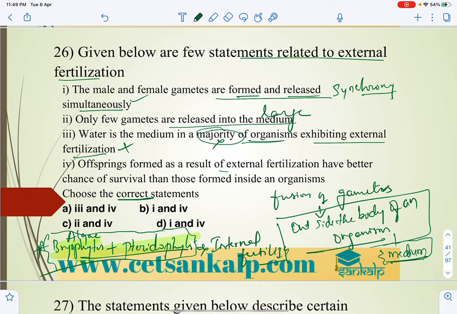Offspring formed as a result of external fertilization have a better chance of survival than those formed inside the organism. Generally, whenever the organism is going to develop externally, let us select: the male and female gametes are formed and released simultaneously. So this we can consider as correct; synchrony should be there. Only a few gametes are released: this is a wrong statement. Water is a medium in the majority of organisms exhibiting external fertilization.